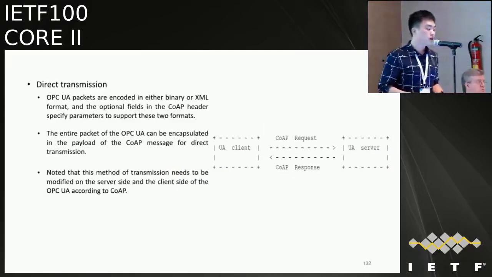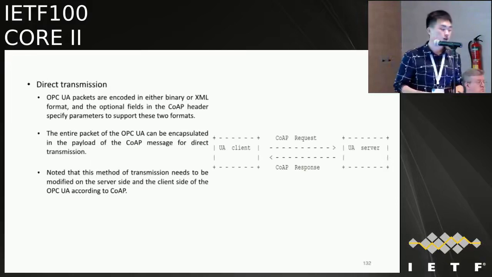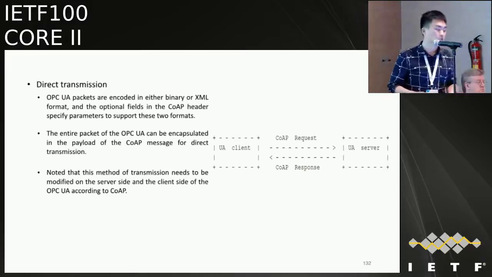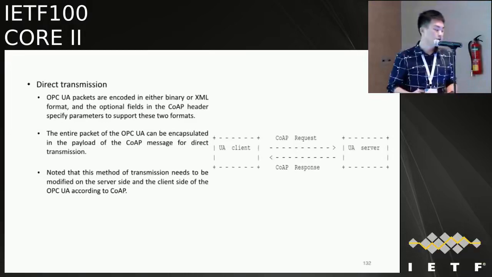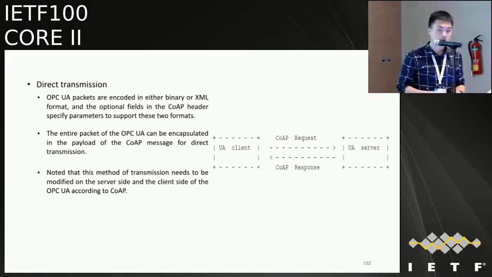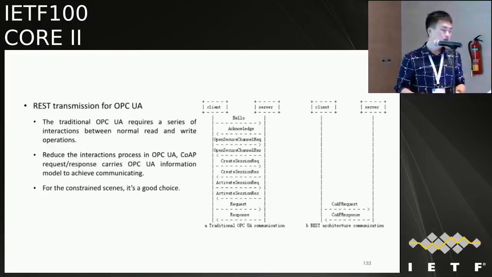Second is direct transmission. OPC UA packets are encoded in either binary or XML format. So the entire packet of the OPC UA can be encapsulated in the payload of the CoAP message for direct transmission. Notice that this method of transmission needs to be modified on the server side and the client side.